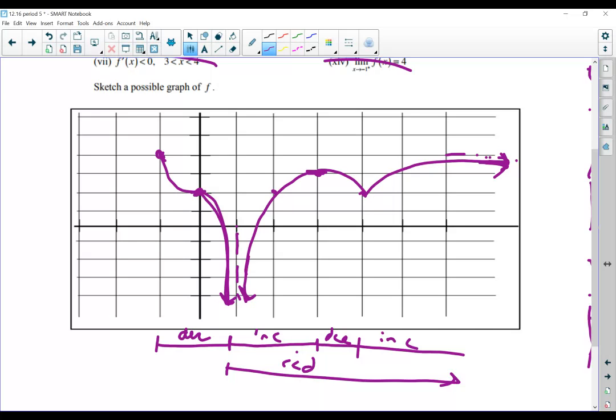Notice that I do have an undefined slope at 4. This again is an open circle. It's starting to look less and less like an open circle. And that's just a little graph sketching practice.